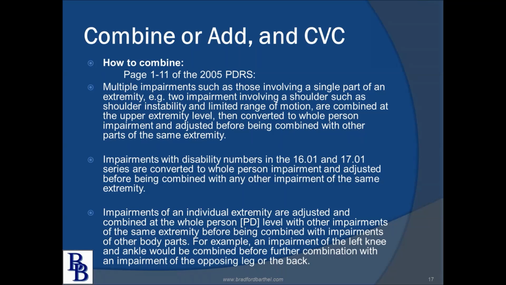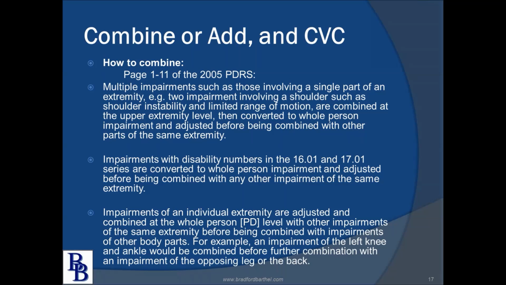And the third instruction for combining within the Permanent Disability Rating Schedule, page 1-11: impairments of an individual extremity are adjusted and combined at the whole person level with other impairments of the same extremity before being combined with impairments of other body parts. And it gives us an example. A left knee and a left ankle would be combined before further combination with an impairment of the opposing leg or the back, for instance.